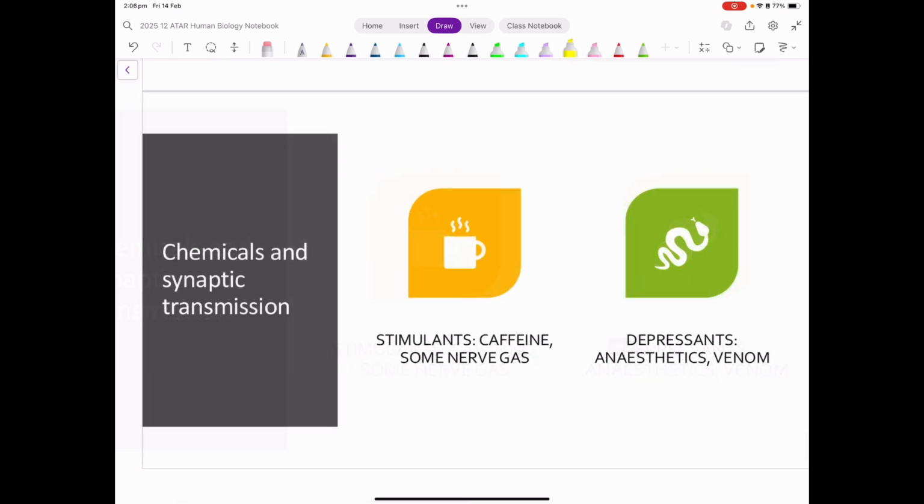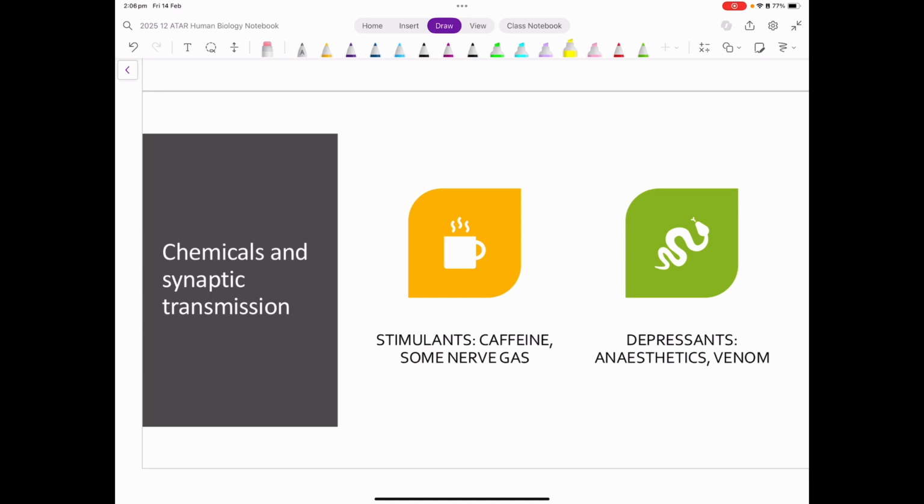The second and final thing here, when we're talking about some of the chemicals that can affect synaptic transmission, there are 2 broad categories. The first of which are stimulants. So stimulants are things which increase the activity of neurotransmitters, and they can do this either by promoting the release of neurotransmitters or maybe by preventing them from being broken down and reuptaken by the cell. And this can lead to a period where the neural signal or the nerve impulse is constantly being fired because these receptors on the postsynaptic neuron are constantly being triggered.